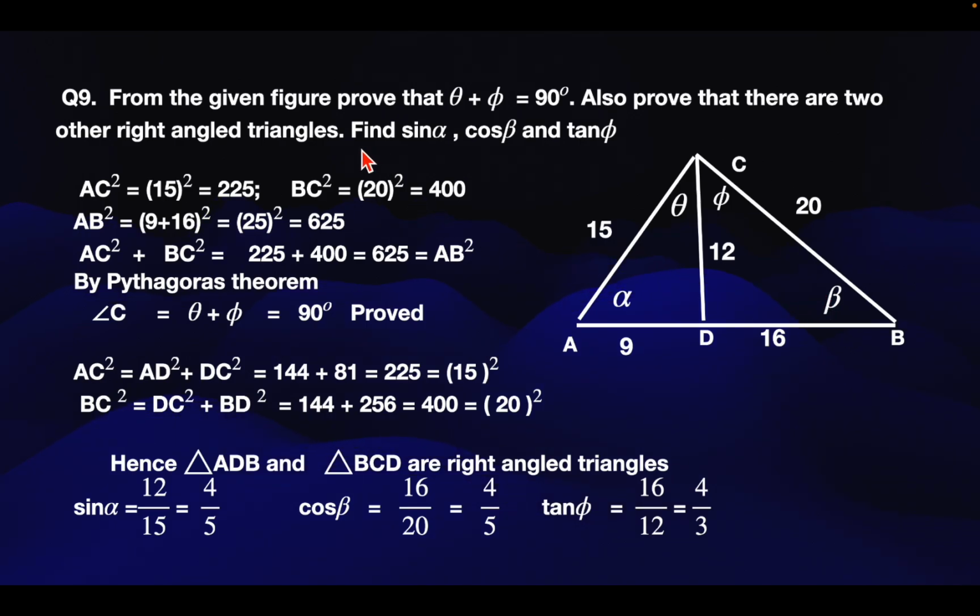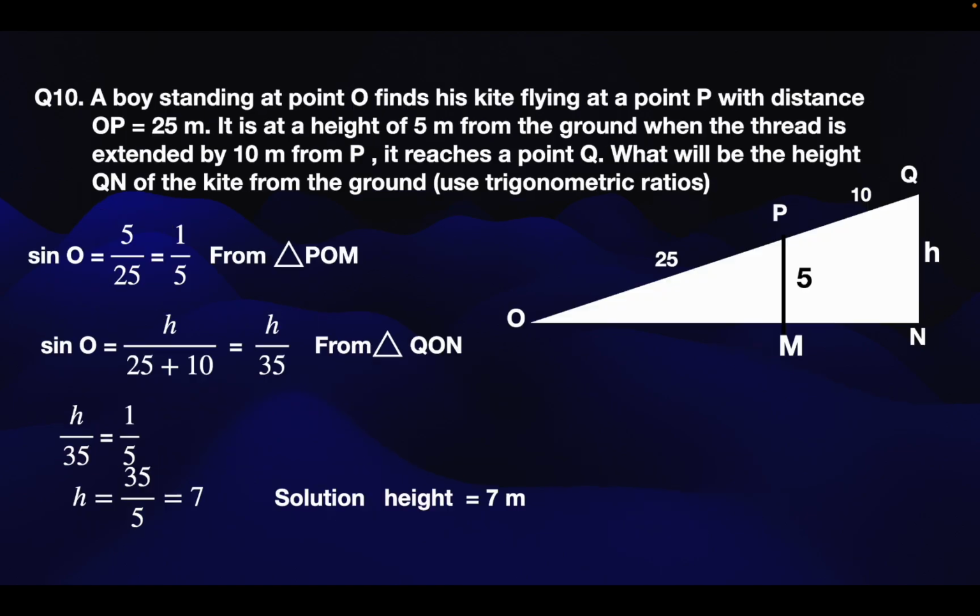Then lastly, they are asking us to find sine alpha. So this is the angle alpha. Sine alpha is opposite side upon hypotenuse. So 12 upon 15. Simplify, you get 4 upon 5. Cos beta. So this is beta here. Cos beta is adjacent upon hypotenuse. 16 upon 20. Simplify, you get 4 upon 5. Tan phi. So here is phi. Tan phi is opposite upon adjacent. 16 upon 12 is equal to 4 upon 3.